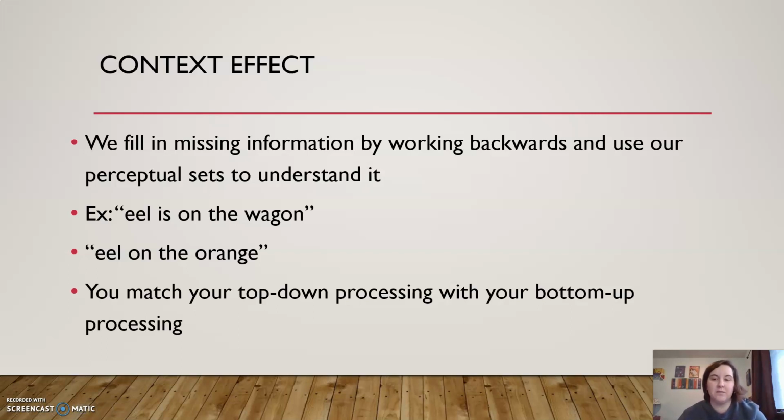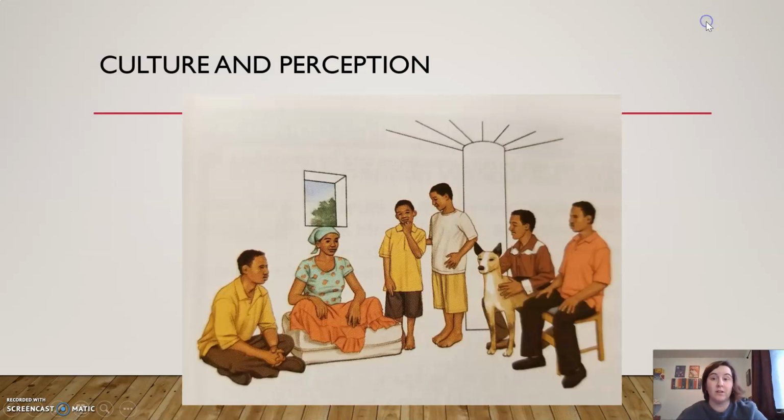It helps us by giving us clues on what to expect and how our brain's supposed to interpret it. So the example is eel is on the wagon. You know it was wheel. Eel on the orange. Oh, you know it's peel. You're very quick at problem solving because you have the context there. We fill in information by working backwards and using perceptual sets that we have to understand what would make sense to us. So you match your top-down processing with your bottom-up, right? This is when they kind of meet in the middle and start solving these puzzles very, very quickly.